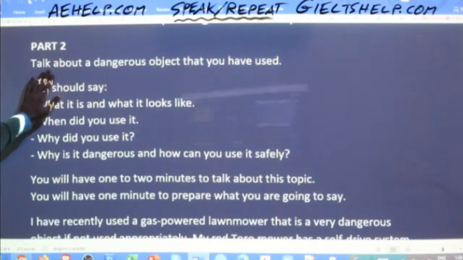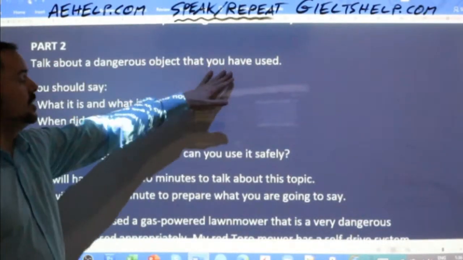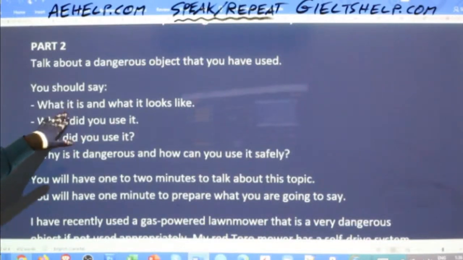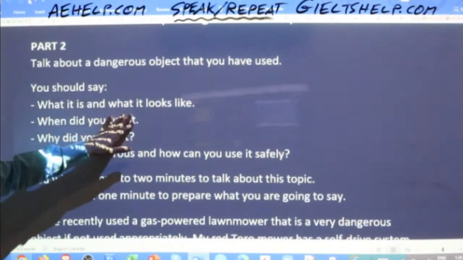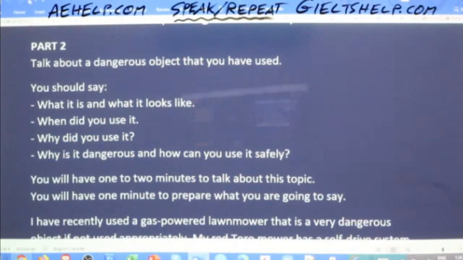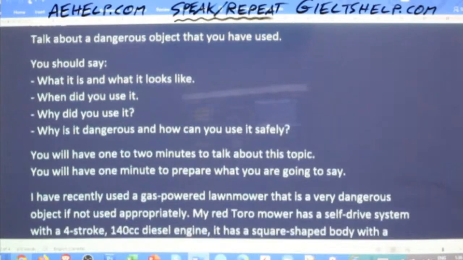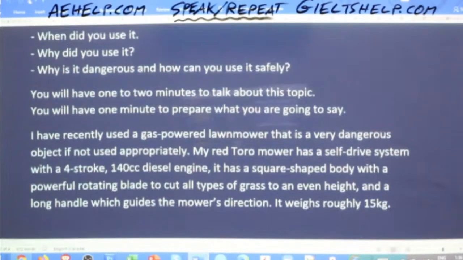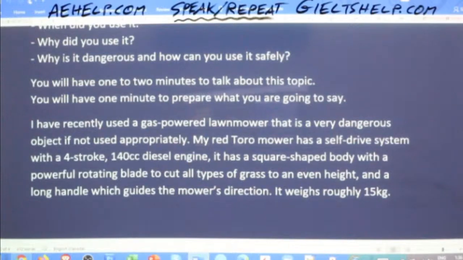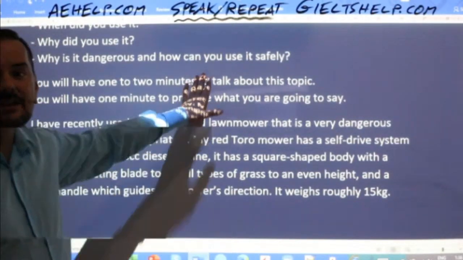So this was the question from yesterday. Talk about a dangerous object that you have used. You should say what it is and what it looks like. When did you use it? Why did you use it? Why is it dangerous? And how can you use it safely?